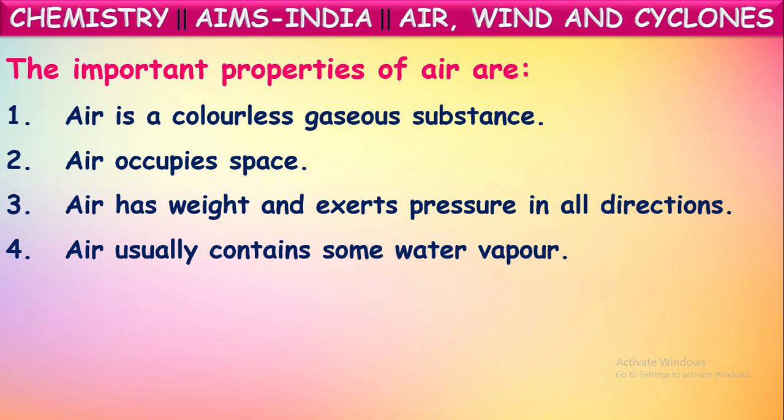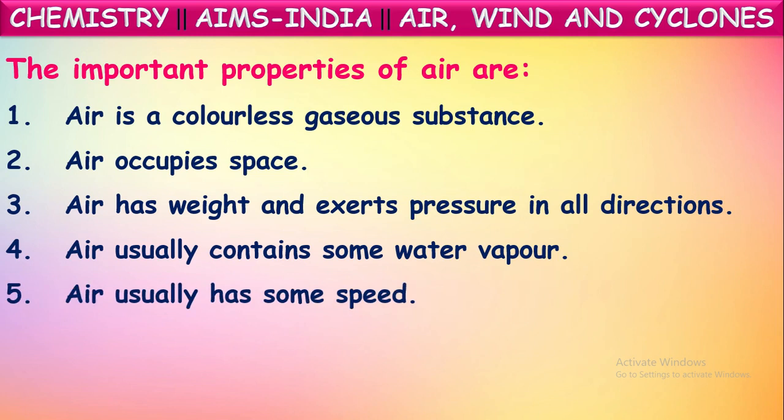Air usually contains some water vapor that we say as humidity. The quantity of water vapor present in the atmospheric air is called humidity or moisture. Air usually has some speed. Yes, air won't be in the still position. It will be continuously moving from one place to another place, particularly from the higher pressure areas to lower pressure areas. This moving air is called wind. So it will be having certain speed continuously.